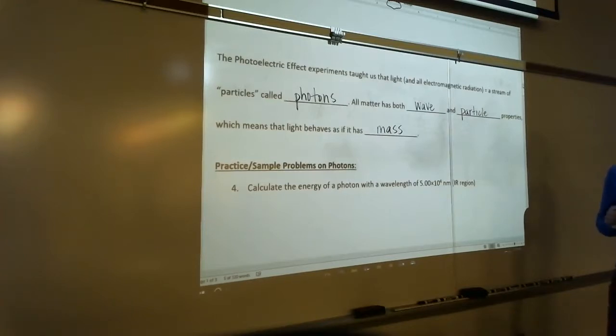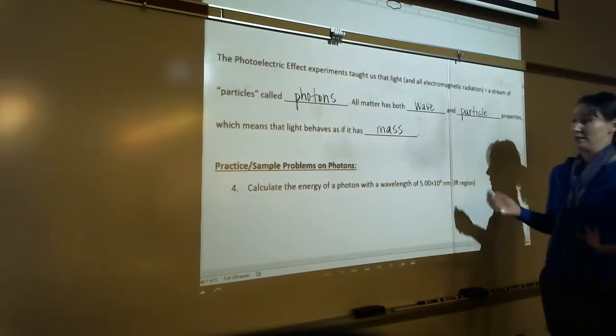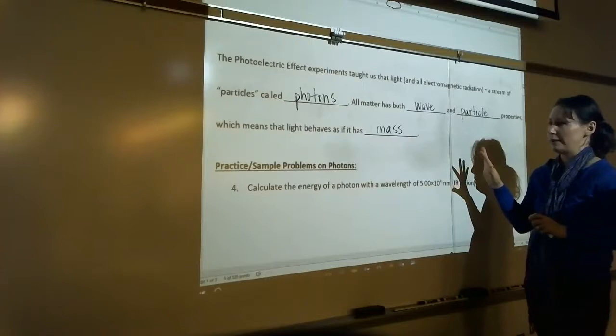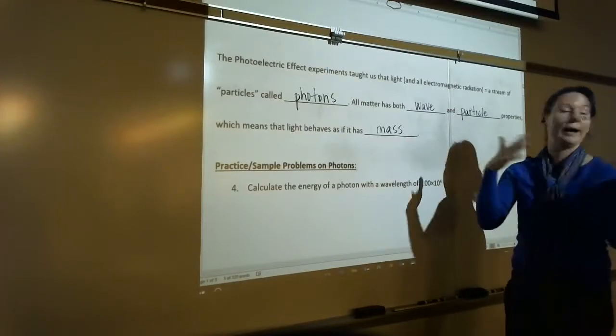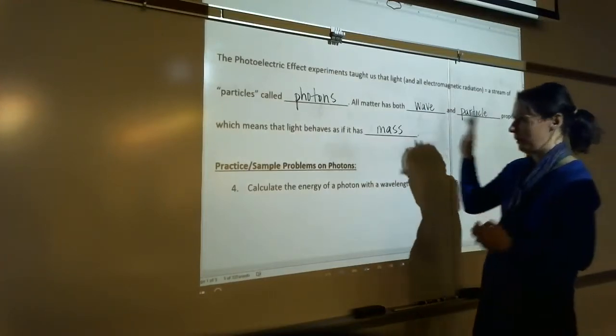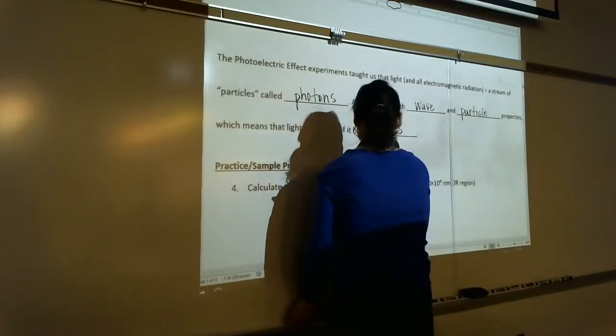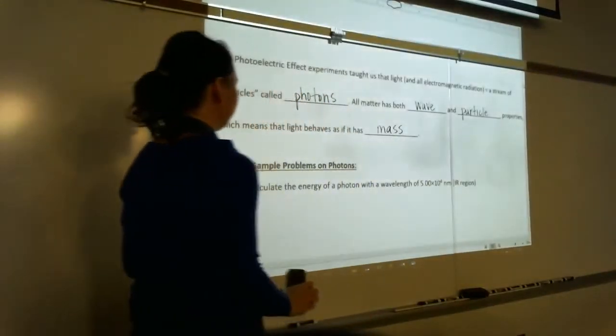We're not going to get into a whole lot of detail in physics in here because this isn't physics, this is general chem. I just want to give you some basic information on the theory behind the Bohr model, because the Bohr model is based on the photoelectric effect and some of the information that we obtained from that.